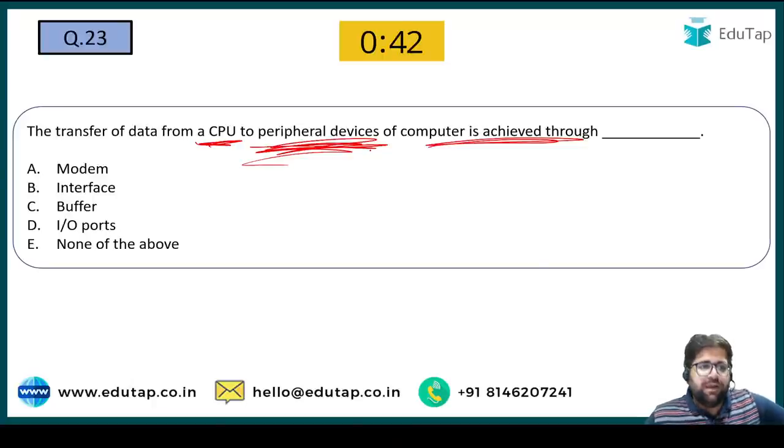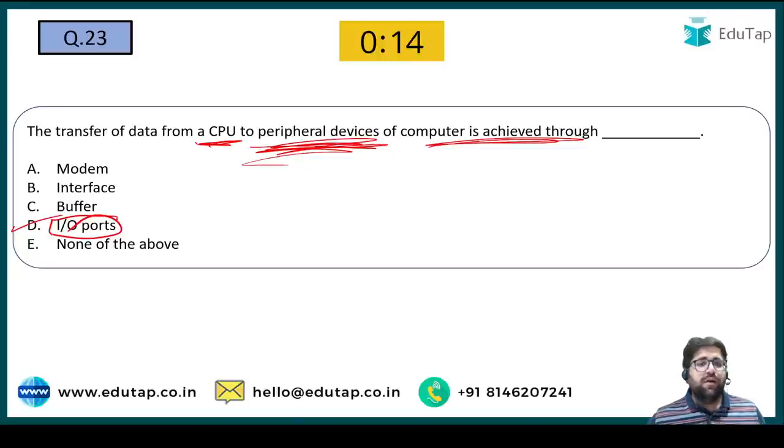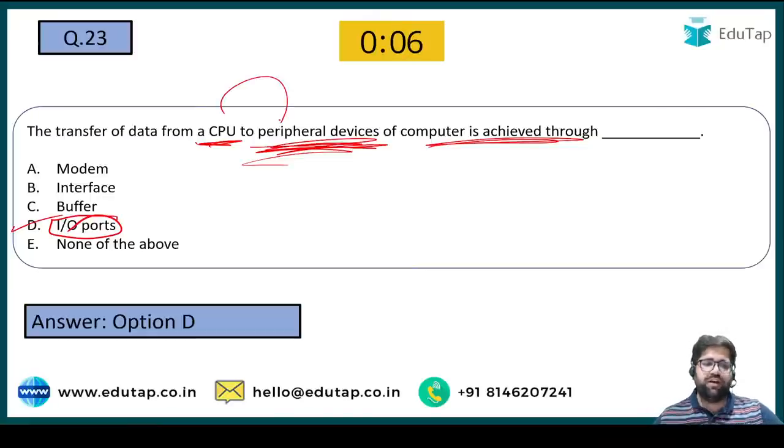Is it known as modem? Is it known as interface, buffer or IO ports? Fast, I request you to please be as fast as possible so that we can conclude this particular session in the shortest affordable format. Yes, here the correct answer will be input and output ports. The information between the CPU and various integral parts of the computer happens via the bus, but the communication between the CPU and peripheral devices happens via the IO port. Please remember this particular term.